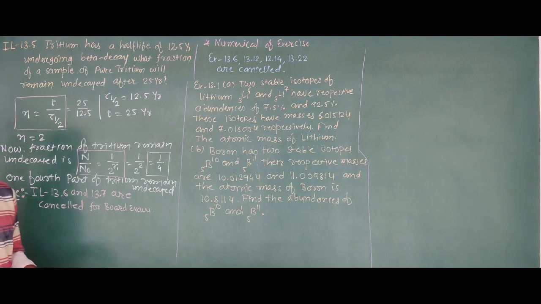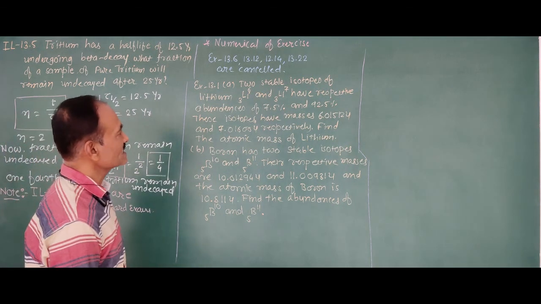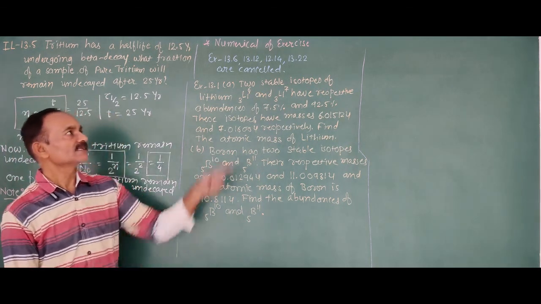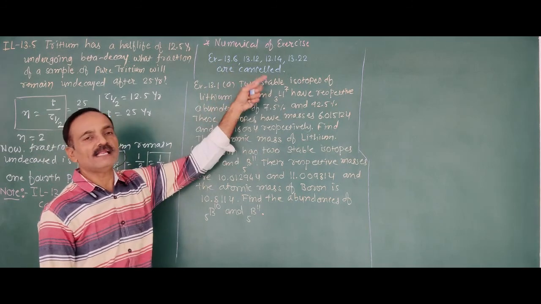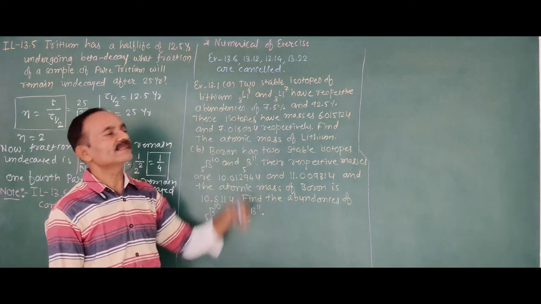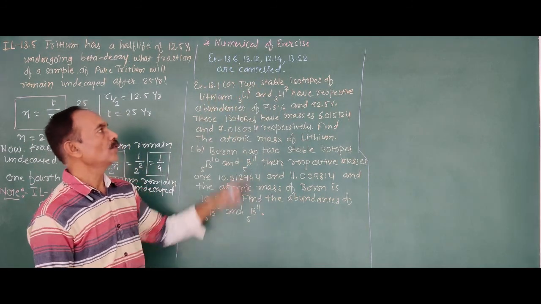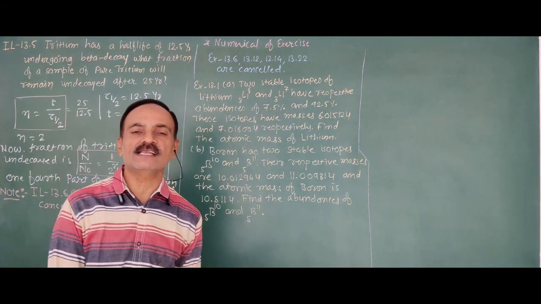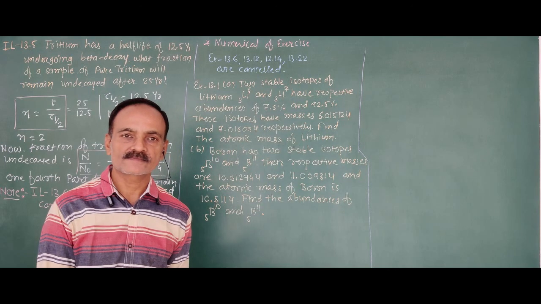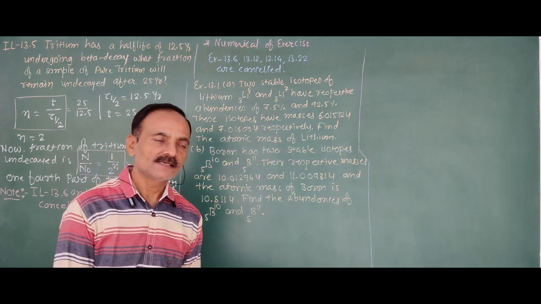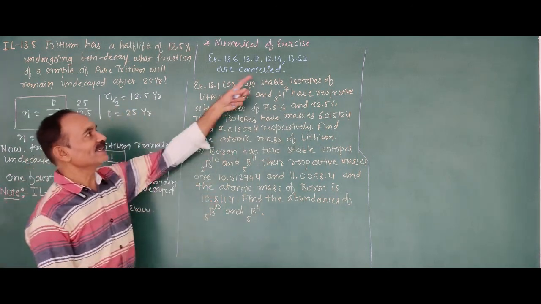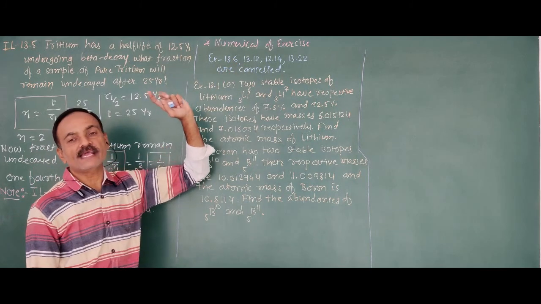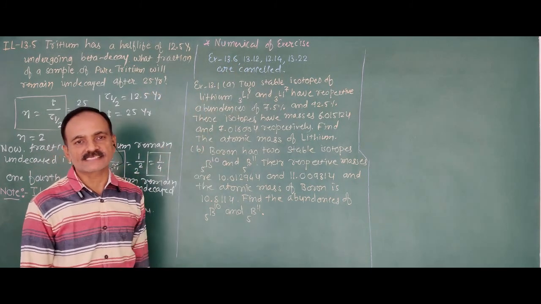Okay. Now next, the numericals of the exercise. In exercise, 13.6, 13.12, 13.14 and 13.22 are cancelled, and also all numericals of the additional exercise are cancelled. Clear? Okay. Out of 22, we have to calculate 18 numericals of the exercise.